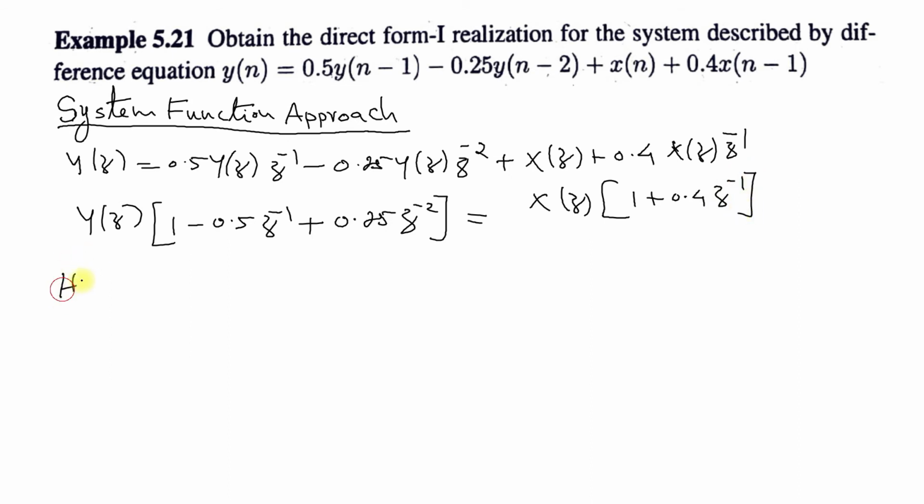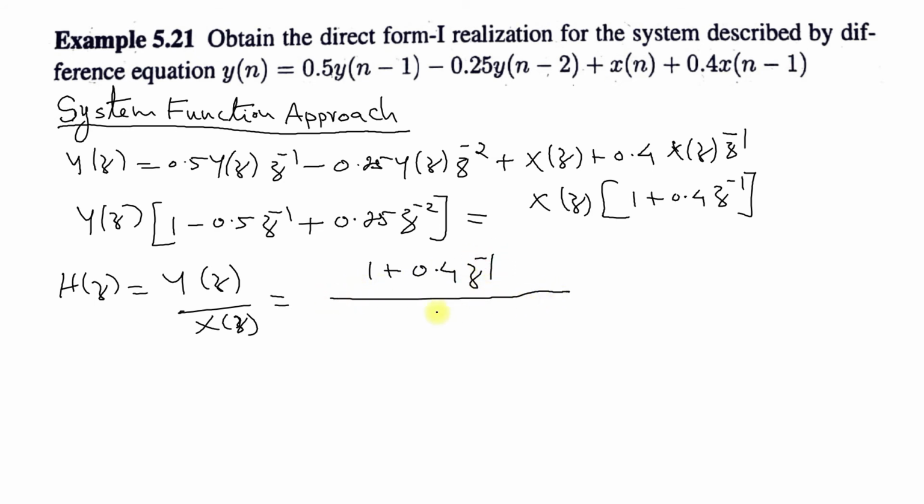Now the system function H(z) can be obtained as Y(z) by X(z), which is equal to (1 plus 0.4 z raised to minus 1) divided by (1 minus 0.5 z raised to minus 1 plus 0.25 z raised to minus 2). Next step is to obtain the coefficients. So the numerator corresponds to x of n and the denominator corresponds to y of n.